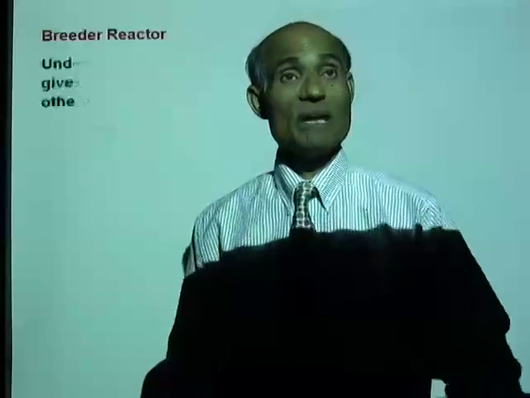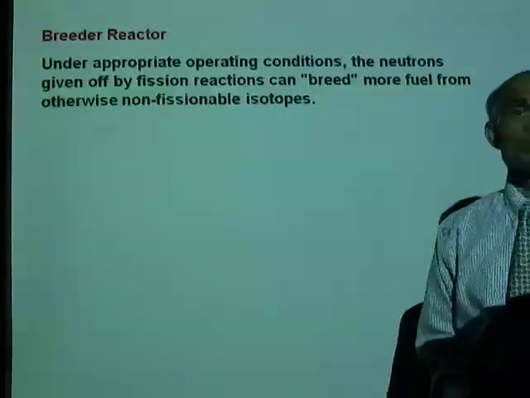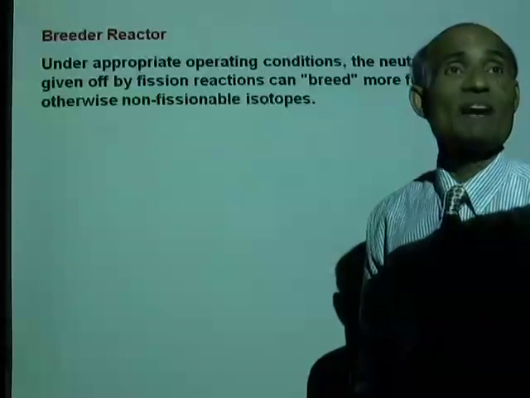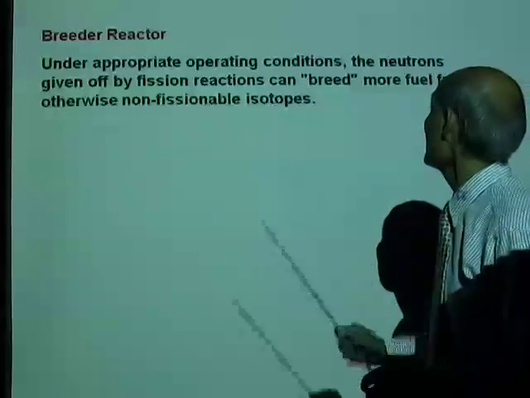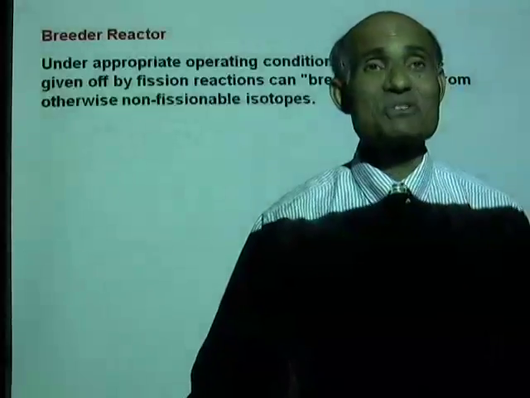Breeds what? Well, a reactor uses fissionable material as the fuel. If it is called a breeder reactor, probably it means it breeds more fissionable material. So a breeder reactor will produce more fissionable material. Well, how can that be done? Under appropriate operating conditions, the neutrons given off by fission reaction can breed more fuel from otherwise non-fissionable isotopes.